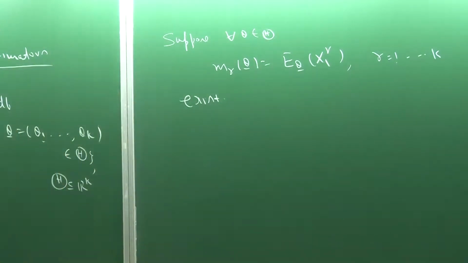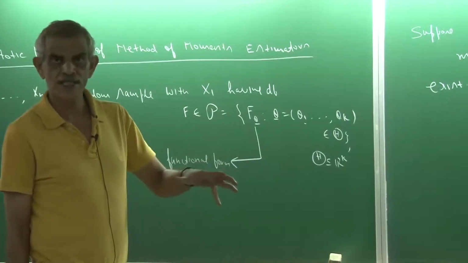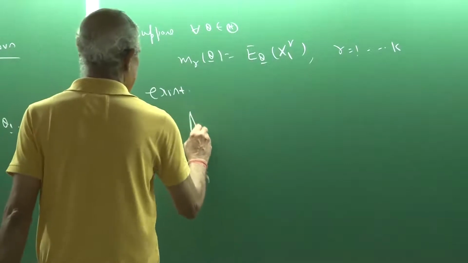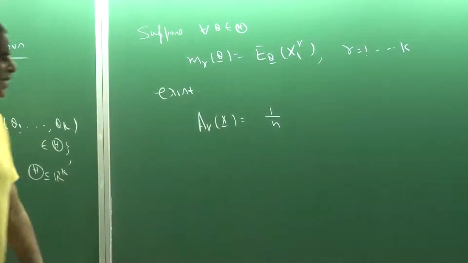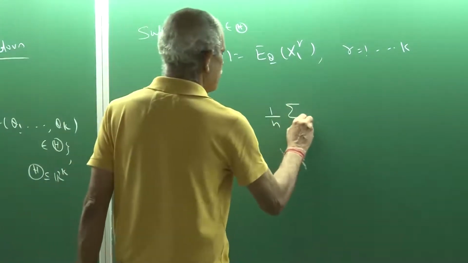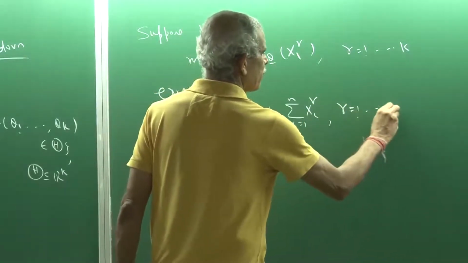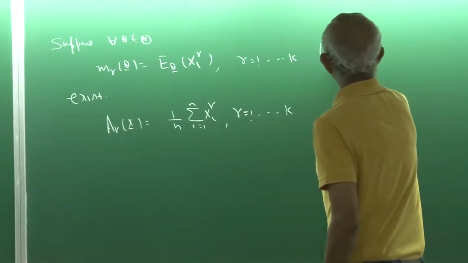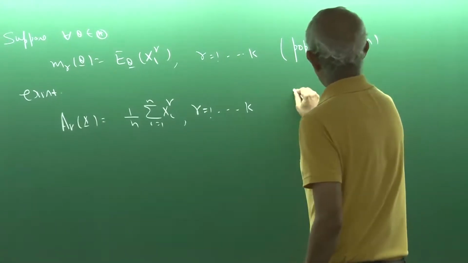These are the k population moments. There were k parameters, so I found k population moments. I equate them with the k sample moments. So I define equivalently A_r(X) as the r-th sample moment: 1 by n, summation i equal to 1 to n, X_i to the power r, for r equal to 1 to k. These are called population moments, and these are called sample moments.